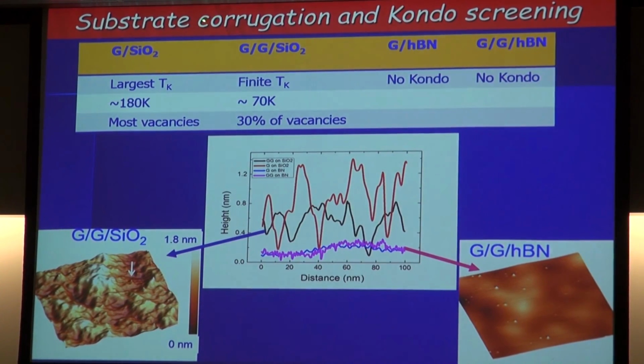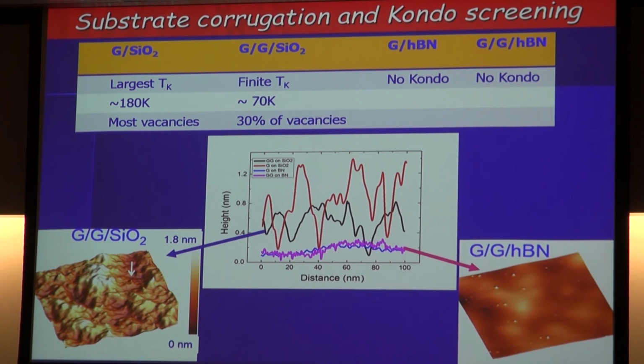So then we tried a bunch of substrates. Graphene on silicon oxide, which is the red here. This is the corrugation height. It's huge, the corrugation. And indeed, we found Kondo temperatures as high as 180 K, and most vacancies showed Kondo screening. Then we superposed two layers of graphene, one on top of the other, on silicon dioxide. There, the surface is much flatter. This is the black line here. And we got a Kondo temperature of 70 K. This is the data that I showed you. 30% of the vacancies show the screening. Then you go to a really flat substrate, graphene on boron nitride, or two layers of graphene on boron nitride. None of the vacancies exhibit Kondo screening.